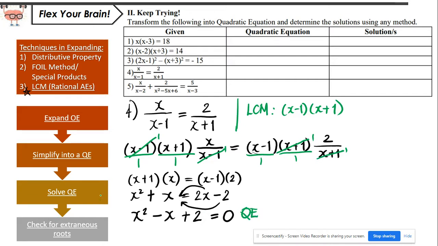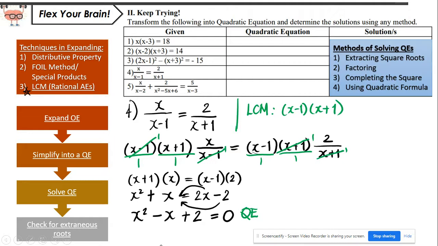Para sa step 3, we are to solve this quadratic equation. How do we do that? Again, there are 4 methods to choose from. Ano nga bang applicable para sa example na ito? We can use the quadratic formula.